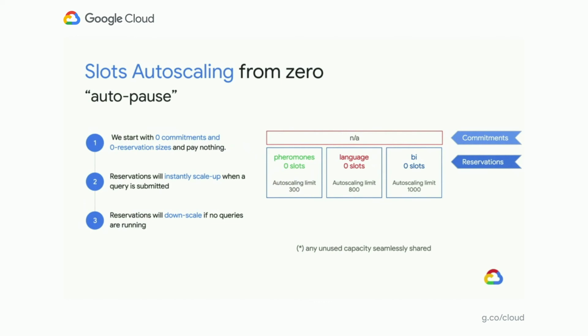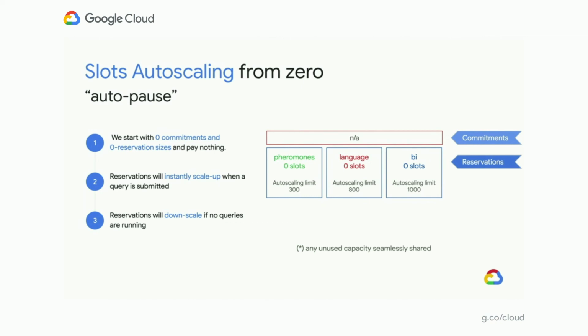Now here's a really, really advanced capability that autoscaling provides for you: starting from zero. This is kind of called the auto pause or auto start use case. In this example, we actually have zero commitments. We've purchased zero slots and all of our reservations are sized to be zero, which means that there's not a single slot purchased or provisioned, and you pay us nothing in terms of analytic capability. But we set autoscaling for each reservation. So Pheromones, Language, BI, they all have autoscaling limits set. In this mode, whenever a query comes into the environment, we will immediately scale the reservation to its maximum limit, and the query will execute immediately.